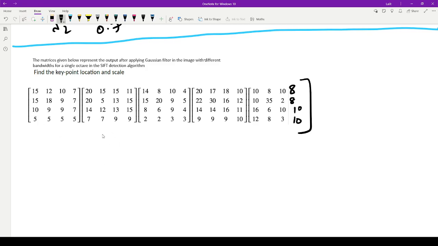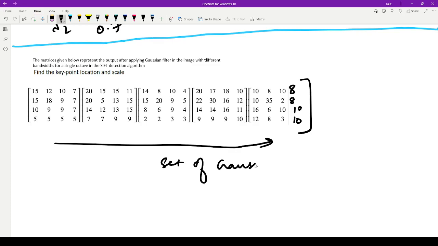So they have done some part of the SIFT algorithm itself. They have taken the images and they have applied the Gaussian filter already for us. Once we have Gaussian filtered images, this is the set of Gaussian filtered images. And then what they want, we need to find the key point, location, and scale of this problem. So how do we proceed?